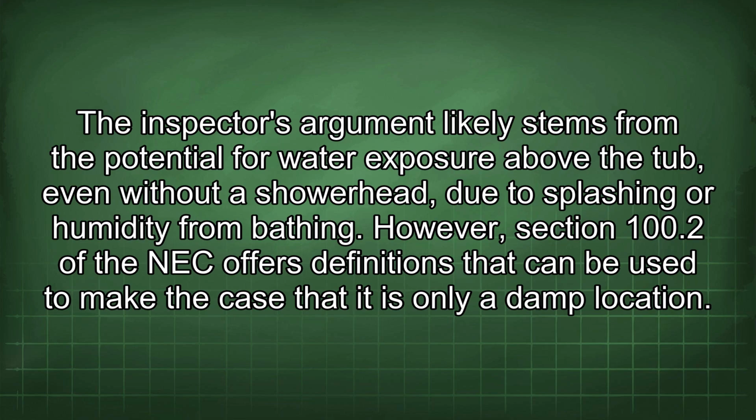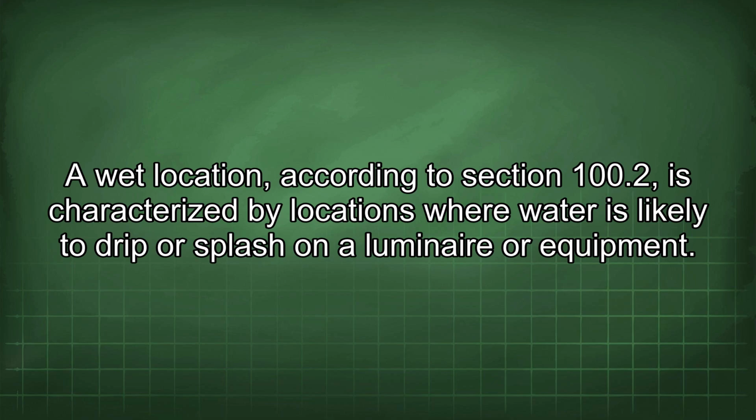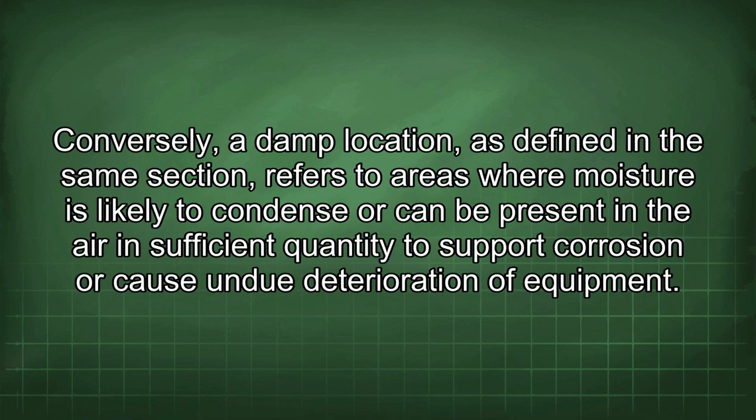However, Section 100.2 of the NEC offers definitions that can be used to make the case that it is only a damp location. A wet location, according to Section 100.2, is characterized by locations where water is likely to drip or splash on a luminaire or equipment. Conversely, a damp location, as defined in the same section, refers to areas where moisture is likely to condense or can be present in the air in sufficient quantity to support corrosion or cause undue deterioration of equipment.